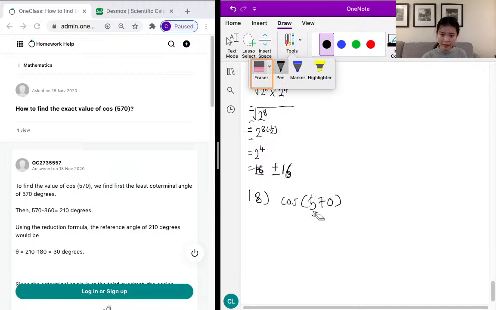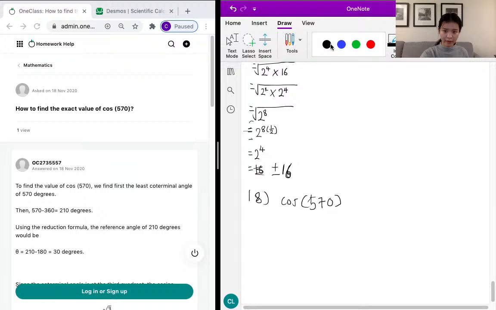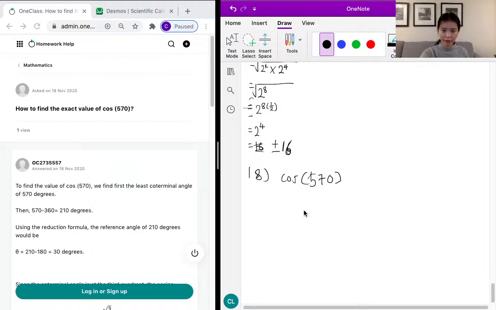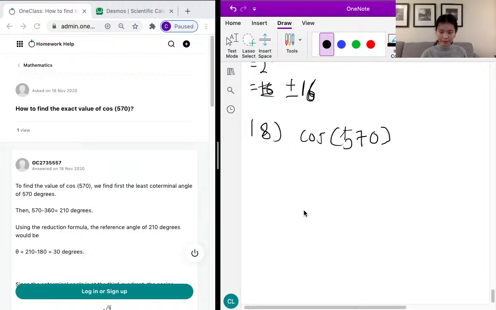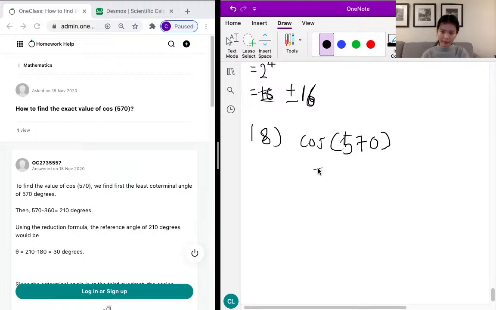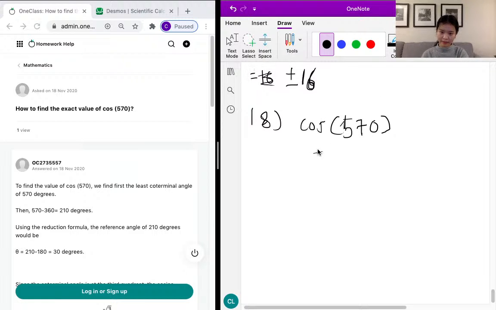Okay, this is a trig problem. So how do we find the cosine of 570? To find the cosine of 570, we need to find the reference angle or the coterminal angle. So first, let's draw a unit circle. Okay, let's draw a unit circle. Or I guess I'm not actually going to draw the actual circle, but just the reference frame.